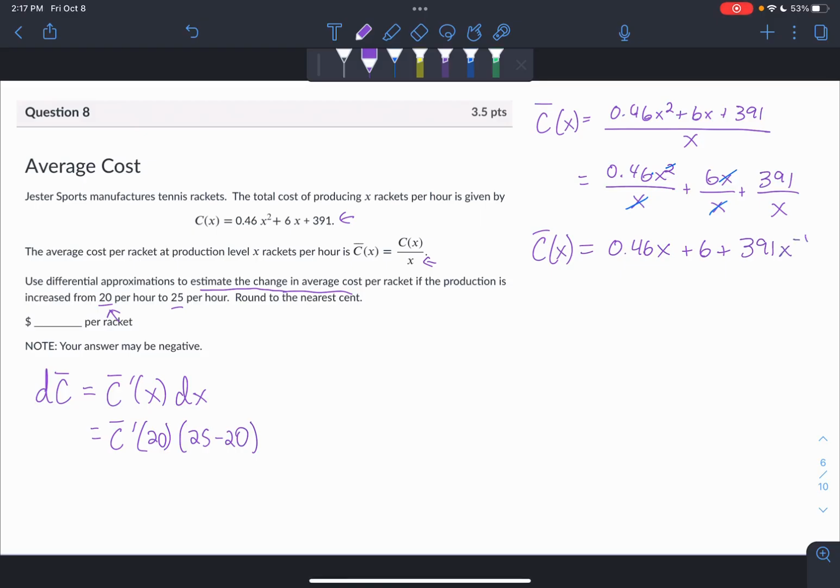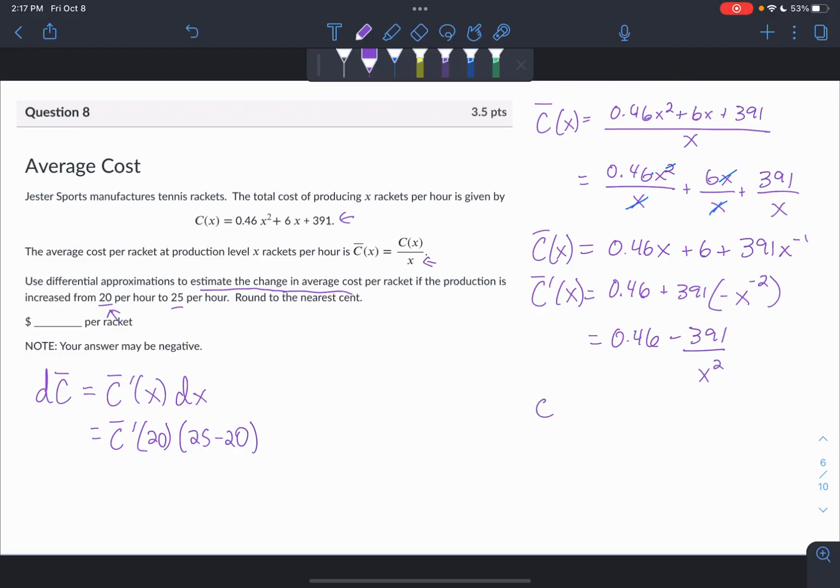And so I want C prime average, or C average prime, and that's just taking the derivative of the previous line, so 0.46, and then 6 just goes to 0 when taking the derivative, so then we add the 391, and then power rule the x to the minus 1, so like that. Alrighty, and you can rewrite that if it helps you. You can simplify if it helps, so like that. You don't need to if you feel comfortable working with the first form.